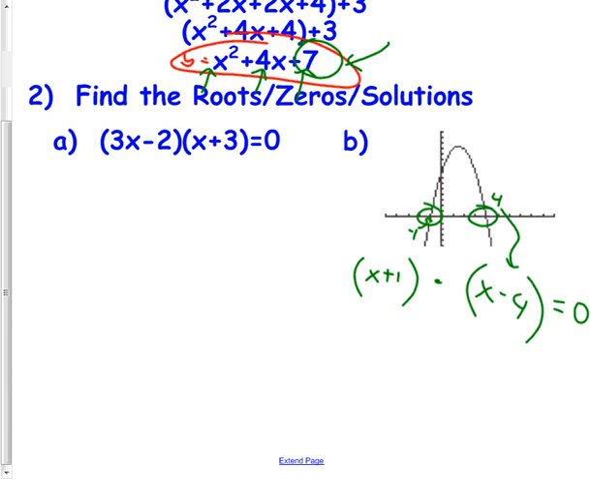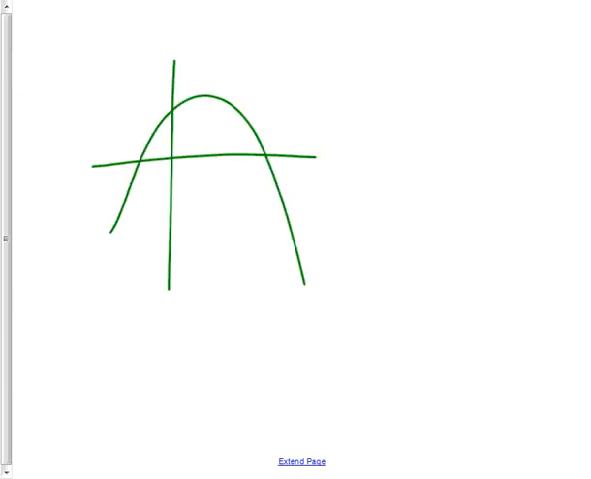I want you to try another one like that right now. Please tell me the equation. If this is negative 2 and that's 7, tell me the equation for that parabola. Right now, write it on your paper. And make sure you start with y equals or something equals. Two sets of parentheses. Did you have x plus 2 and x minus 7? What more did I need?